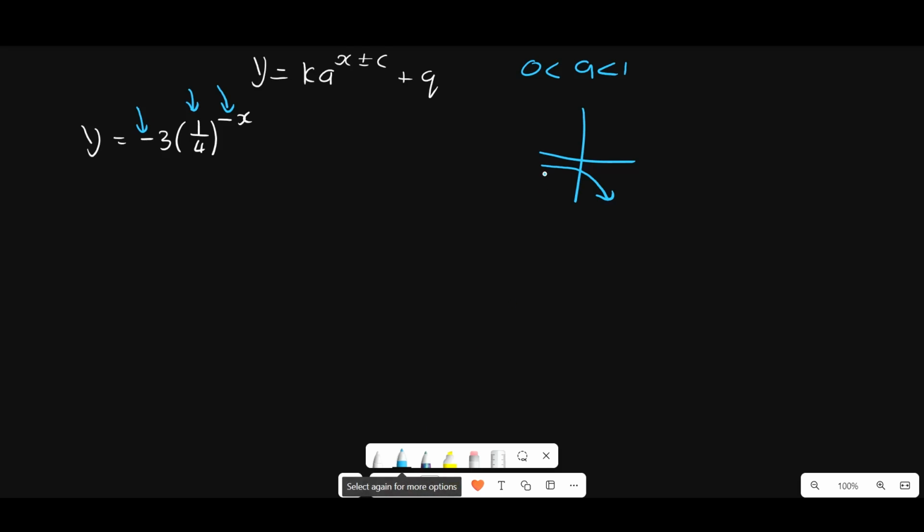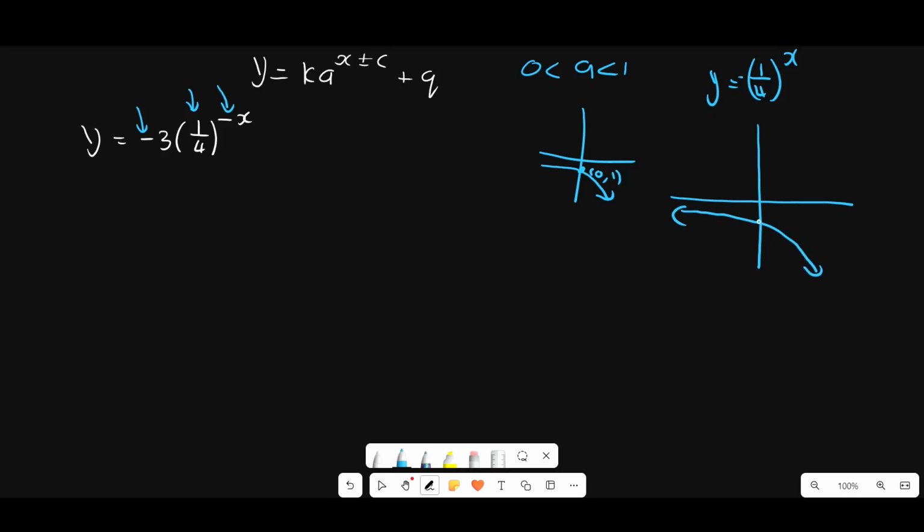Okay, so now from the mother graph you notice that here I have 0 and 1 always, because my mother graph is given as y is equal to 1 over 4 raised to the power x. So my graph is something like that. You're going to sketch this one here. In this case we have a negative, so let's say it just passes this point here. And then here you have 0 and negative 1, because you have a negative there.